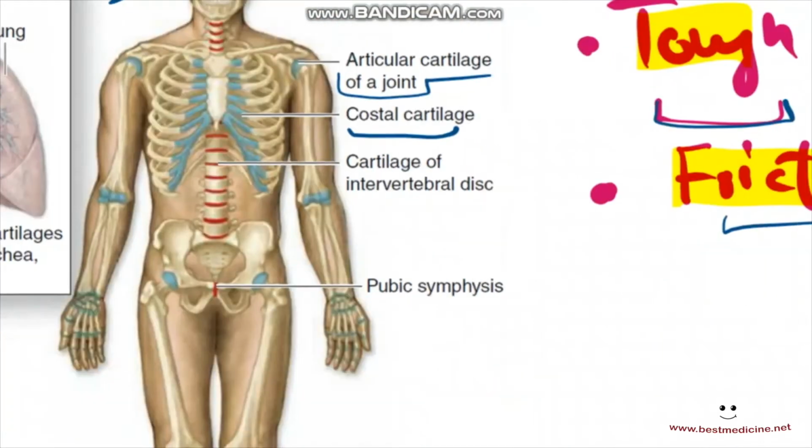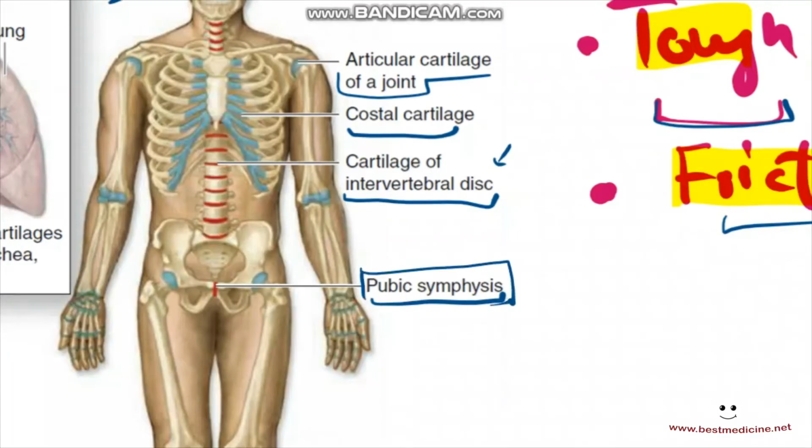Now, the last one is obviously fibrocartilage, which has 2 very common locations. Number 1 is the intervertebral disc, and number 2 is the pubic symphysis. I think you should remember this. In the intervertebral disc, there's the nucleus pulposus and the annulus fibrosus, right? The annulus fibrosus is the fibrocartilage part of the intervertebral disc. Similarly, the pubic symphysis is fibrocartilage.